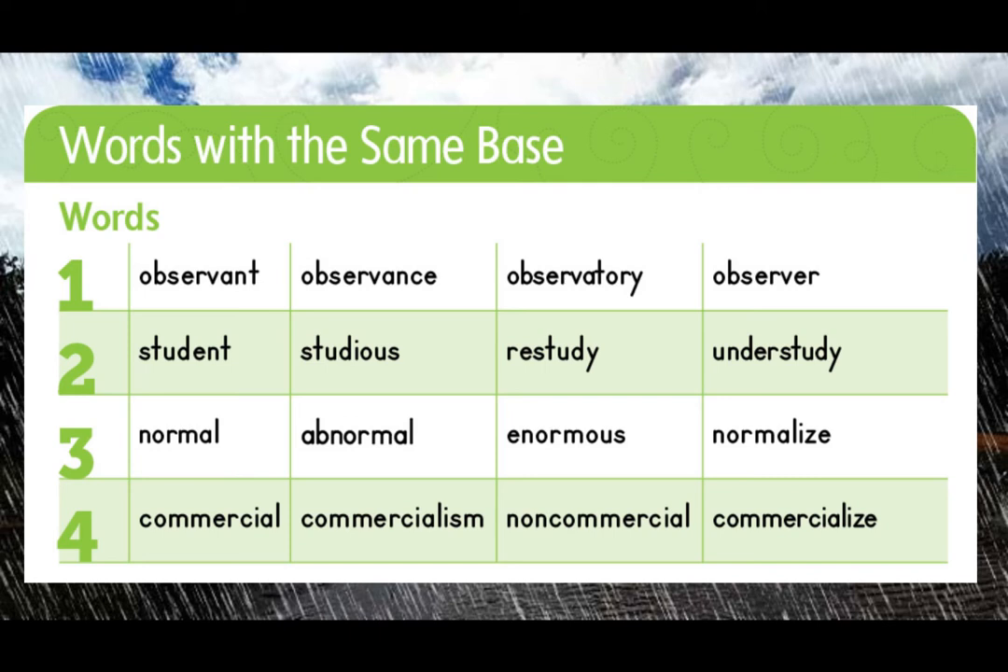Great. Last one. So for line 4, I want you to look and see if you can find the base word. Very good. The base word is commerce. And commerce has to do with kind of trade. Okay, so we have the word commercial, which we've already seen. We also have the word commercialism. Ism is an action. So commercialism is the action of having the characteristics of commerce. So trading and buying things like that.